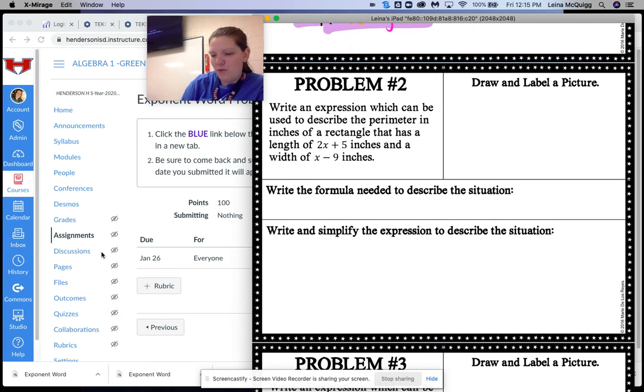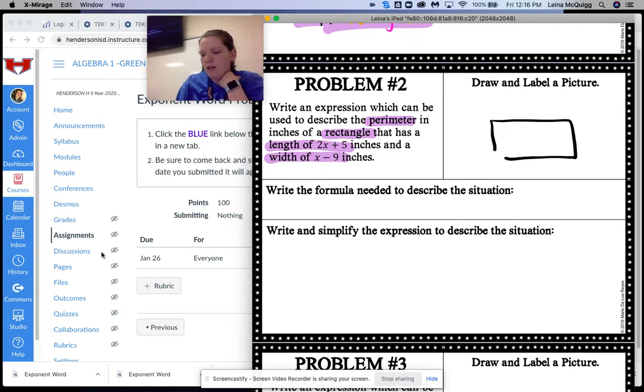Then I'm also going to do problem number 2 with you. I think I'm going to do 1, 2, and 4. So write an expression. That means there's no equal sign. We don't have to solve. So write an expression which can be used to describe the perimeter in inches of a rectangle that has a length of 2x plus 5 and a width of x plus 9.